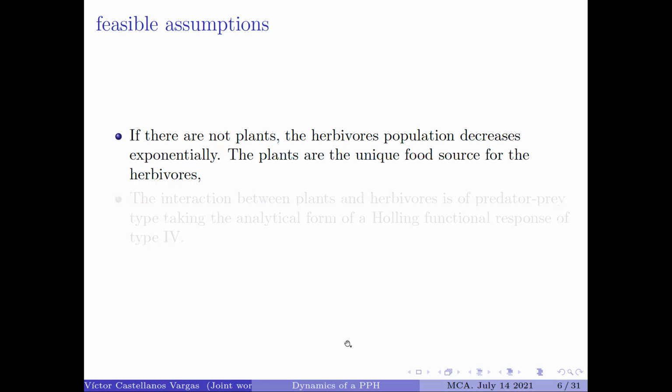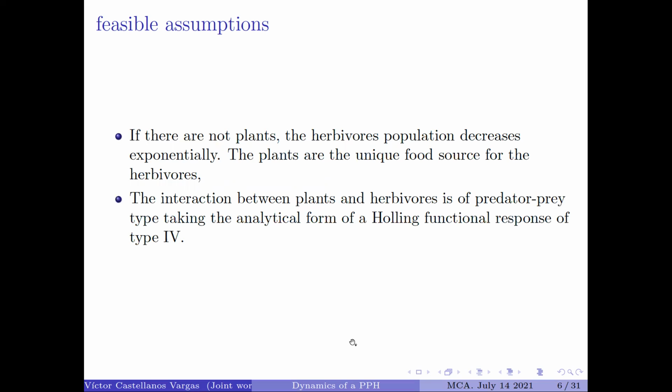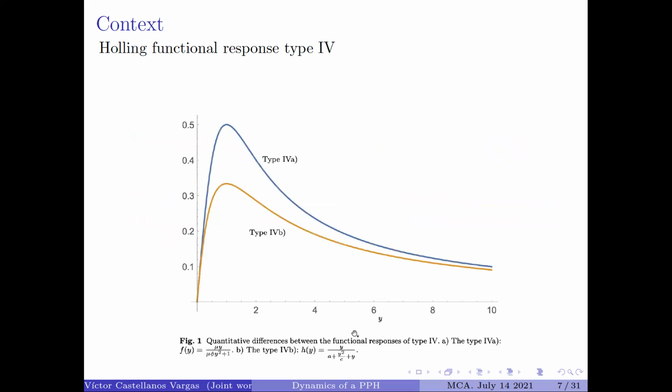Another premise is if there are no plants, the herbivore population decreases exponentially. The plants are the unique food source for the herbivores. And the last premise is the interaction between the plants and herbivores is of predator-prey type, taking the analytical form of a holling functional response of type 4. The functional responses of type 4 are of this form.